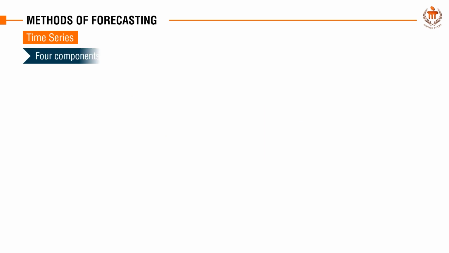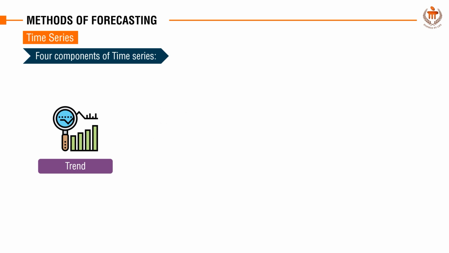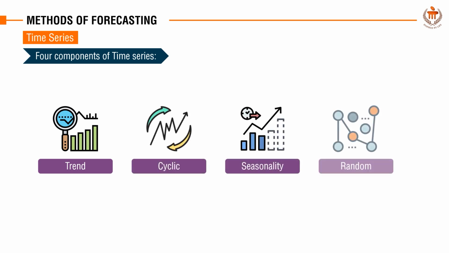The following are the four components of the time series. They are trend, cyclic, seasonality, random.